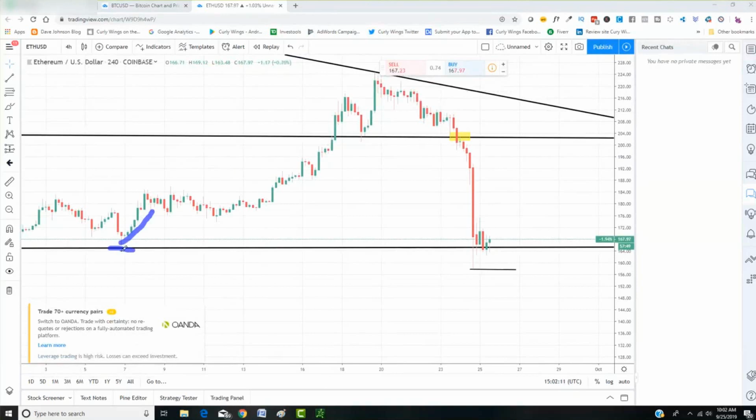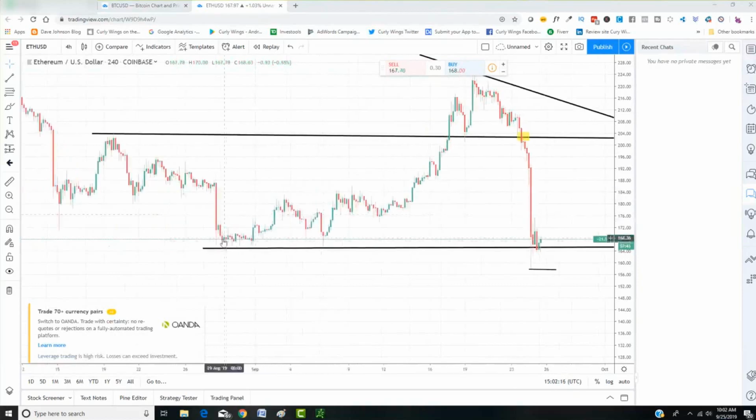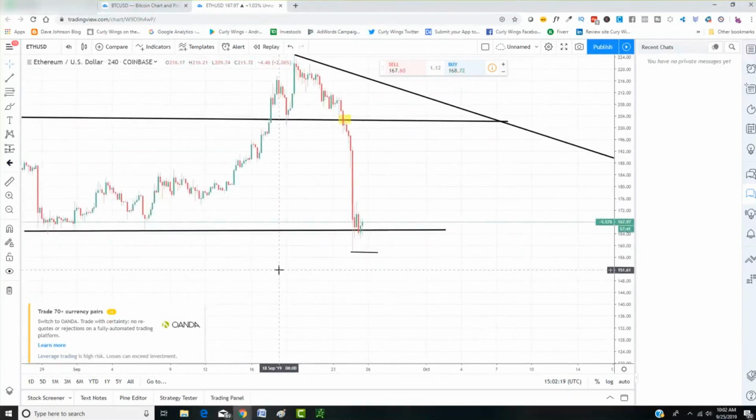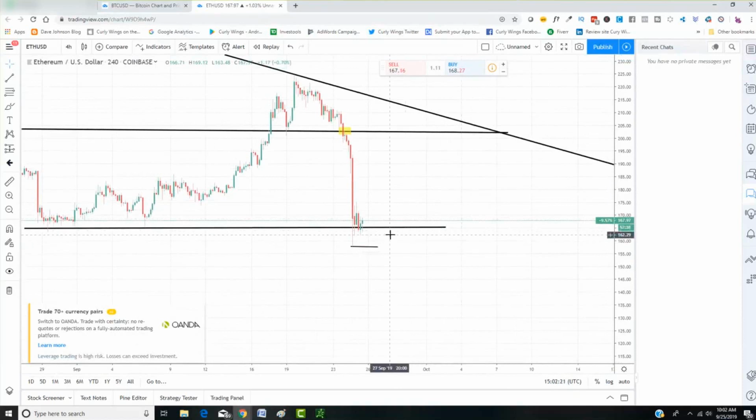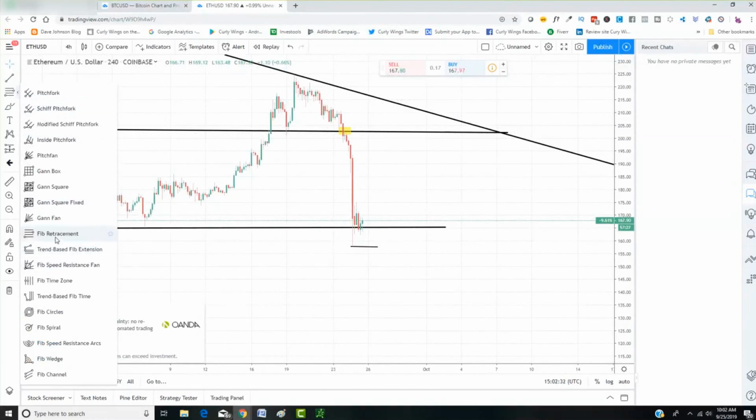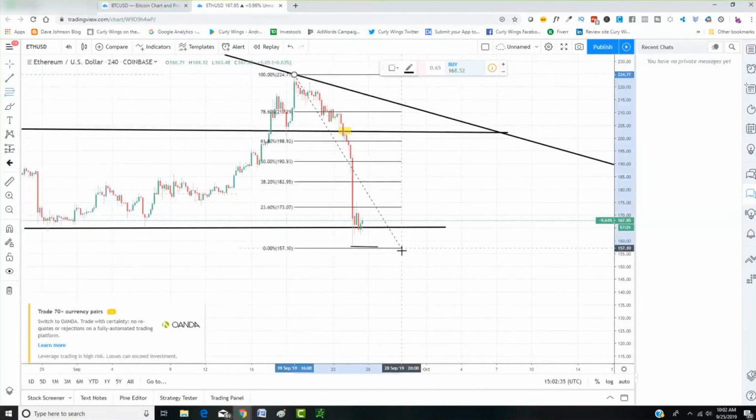But what I'm expecting is, now that it found support, and this is support because it's bounced off this area several times, it's doing what it should do at a key area. It's consolidating. But if I take that Fibonacci tool and go from high to low, it's just showing me it could come up to here and then roll over. It could come up to here and roll over, here and roll over, and even here and roll over.